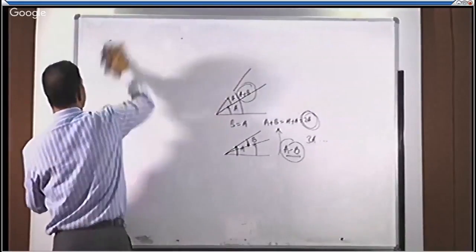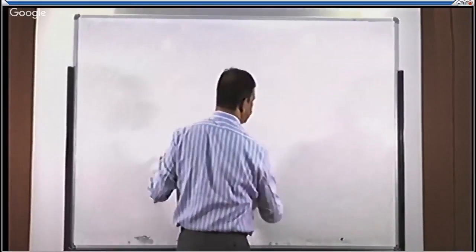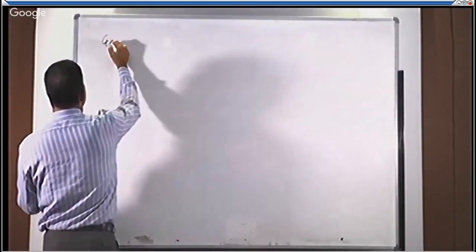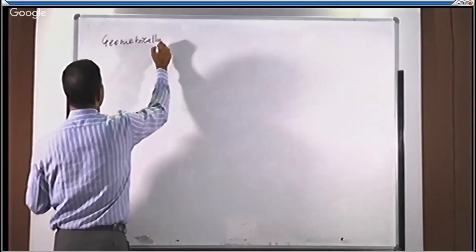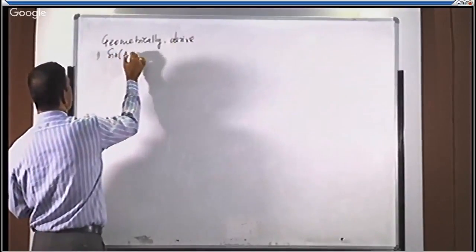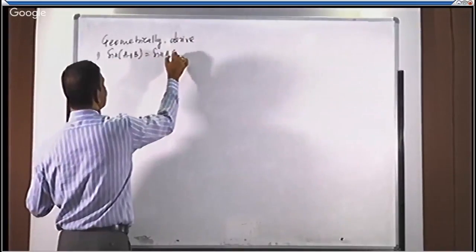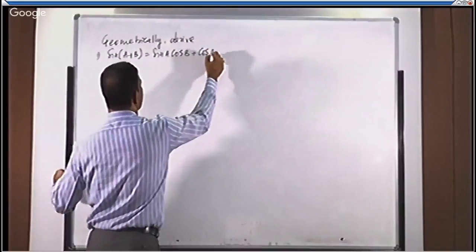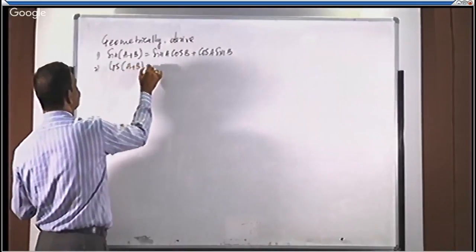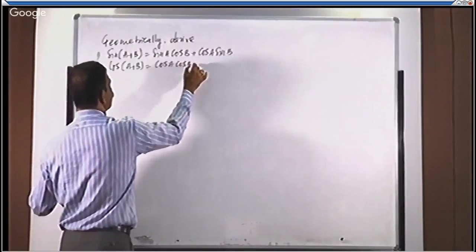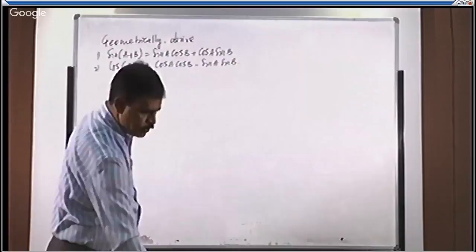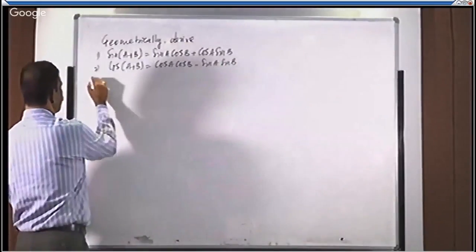Sometimes in the exam, they will ask for the geometrical derivation of sine of A plus B or cos of A plus B. Sine of A plus B is equal to sine A cos B plus cos A sin B, or cos of A plus B is equal to cos A cos B minus sin A sin B. To prove these equations, let us construct a diagram for the proof.